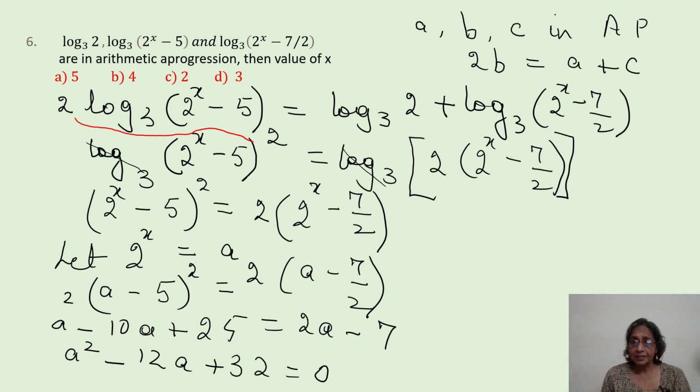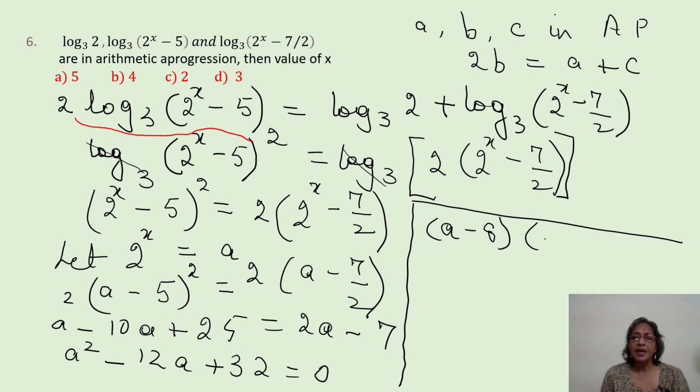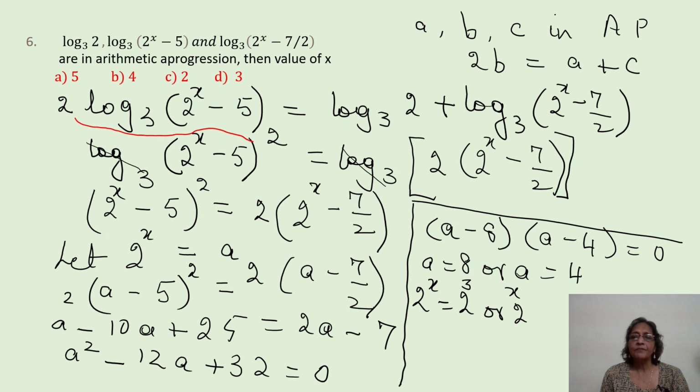Now you have a quadratic here. So once you have a quadratic, solve this and you will get two brackets, factors of 32 to give you 12. a minus 8 and a minus 4 equal to 0. So you get two values of a. a is either 8 or a is equal to 4. So if you resubstitute the value of 8, you'll get 2 raised to x is 2 raised to 3, or 2 raised to x is equal to 2 raised to 2.